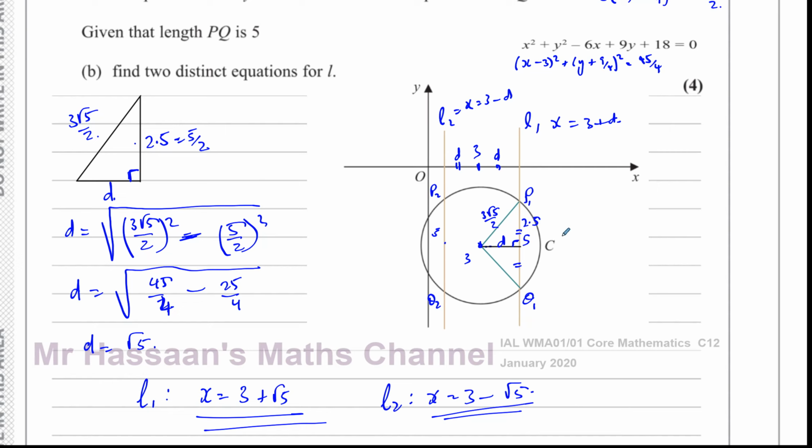Okay, so that's something that's important for us to understand. So in this question here, understanding the properties of chords in circles is important. One of them is that if two chords are the same length, they're equidistant from the center. So the distance from here to here is the same as the distance from here to here. And also we know that when the radius cuts the chord at right angles, it bisects the chord. So that's how we knew this is 2.5.